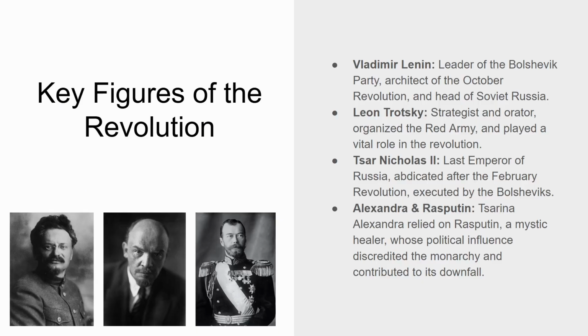Key figures of the revolution. Some of the key figures were Vladimir Lenin, the leader of the Bolshevik Party, an architect of the October Revolution, and head of Soviet Russia. Leon Trotsky was a strategist and orator who organized the Red Army and played a vital role in the revolution. Tsar Nicholas II was the last emperor of Russia, abdicated after the February Revolution and was executed by the Bolsheviks.